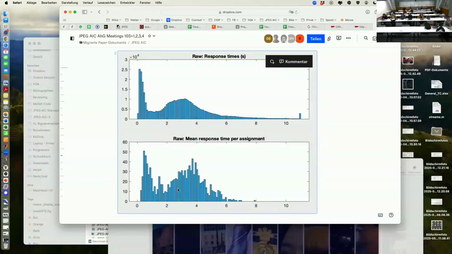Okay, my screen is not showing. Sorry, my bad. I just need to start. Okay, yeah, thank you very much. I will go to slideshow mode in a second.